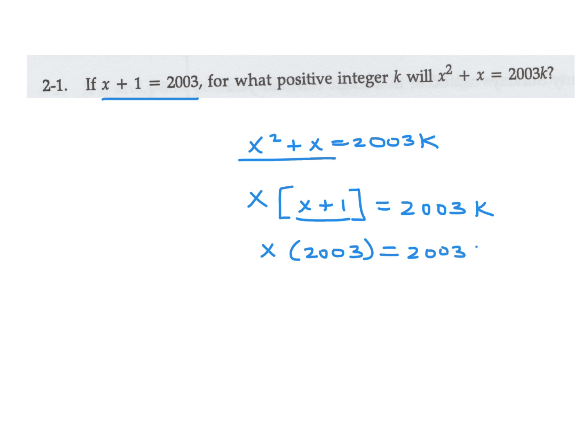Okay, so that basically means that since we have 2003 on both sides, you can drop them, so x is equal to k. Then we'll take this to actually figure out what is x. If x plus 1 is 2003, that means x is 2002. So what are they asking for? They want you to figure out the value for k. Well, k is equal to x, and x is equal to 2002.